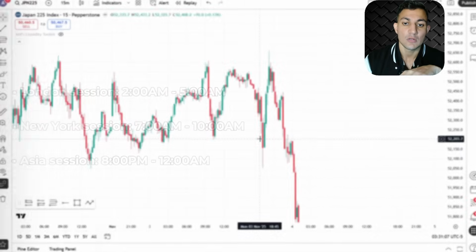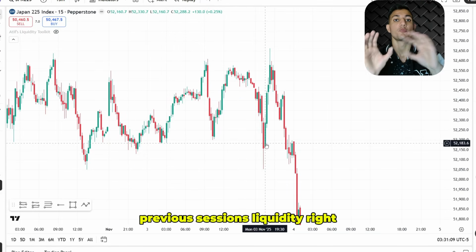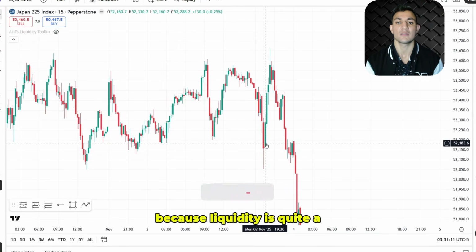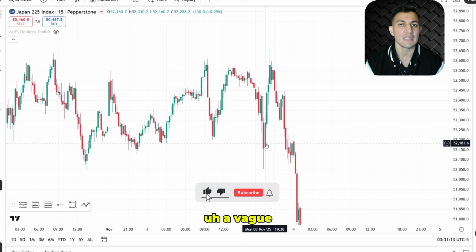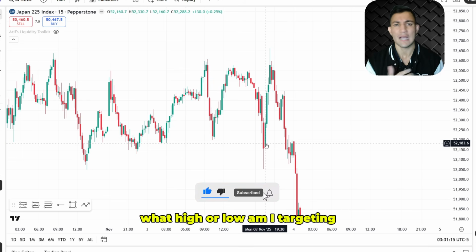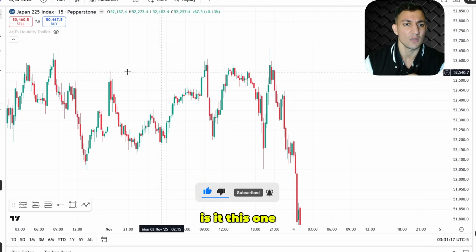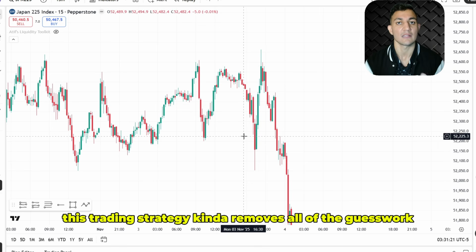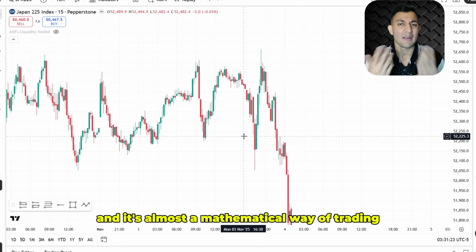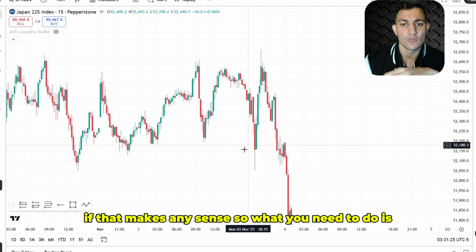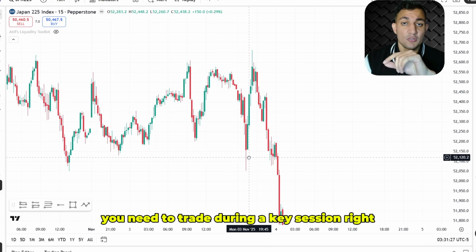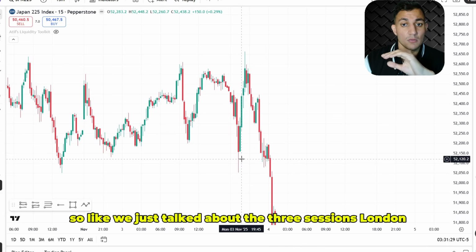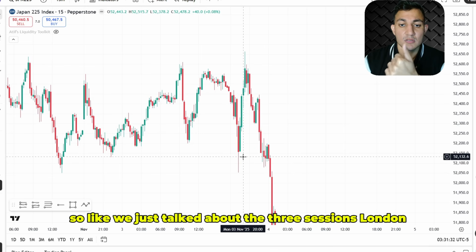And what this strategy really relies on is previous sessions' liquidity, right? Because liquidity is quite vague. Hey Atif, what high or low am I targeting? Is it this one? Is it this one? Which one is it? This trading strategy kind of removes all of the guesswork, and it's almost a mathematical way of trading, if that makes any sense. So what you need to do is trade during a key session, like we just talked about, the 3 sessions: London, Asia, and New York.